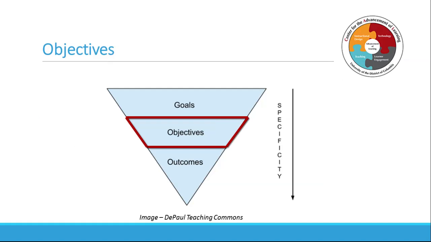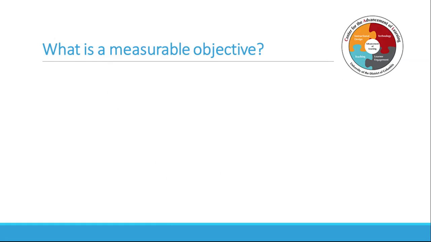When we talk about objectives in higher education, we are referencing learning aims that are more specific than goals, but not quite as specific as outcomes. This helpful pyramid scheme from DePaul University demonstrates this. Objectives signify the future or intended learning that students will demonstrate by the end of a course.